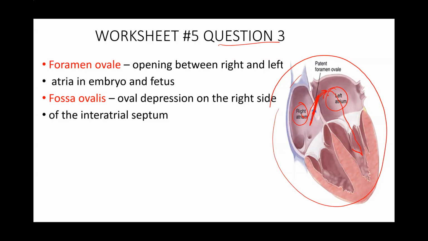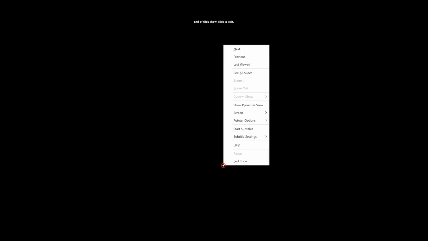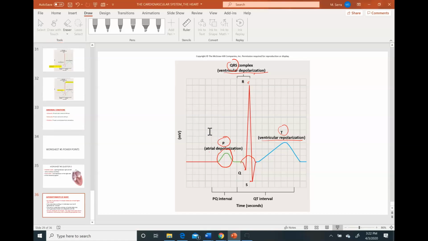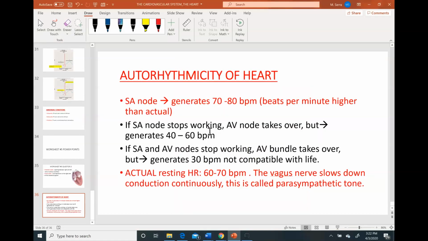Now, the next question is, what would happen if the connection doesn't close? And that does happen in some instances in which the connection does not close. What does that mean to the baby? What problems will we have then? Remember that the right side is deoxygenated, whereas the left is having oxygenated blood. That's not nice. Okay, so that is essentially the gist of this chapter.